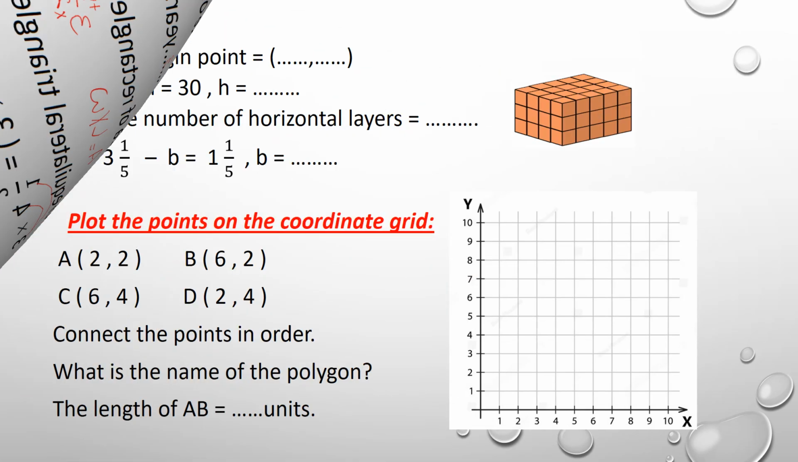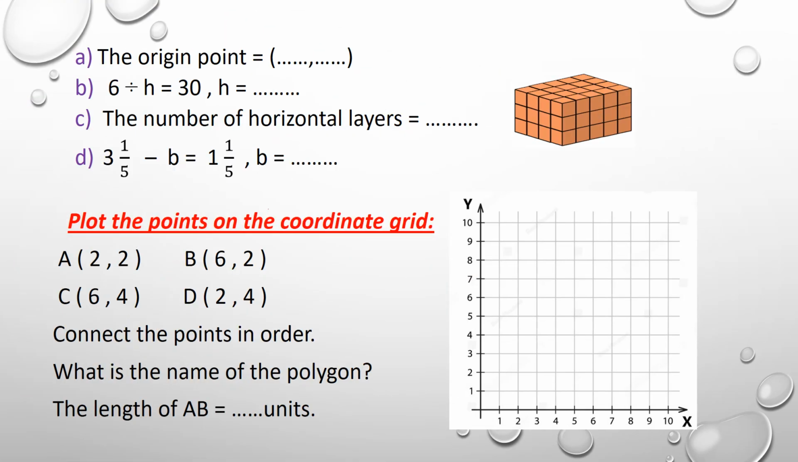Next. The origin point is 0 and 0, as we said. The intersection point of the x-axis and y-axis. 6 divided by h equals 30, so h equals dots. I'm going to write it as a division. 6 divided by 30 equals dots. I can write it over each other because division can be like this. It's so easy. Divide by 6, divide by 6: 6 divided by 6 is 1, 30 divided by 6 equals 5. The result equals 1 over 5.